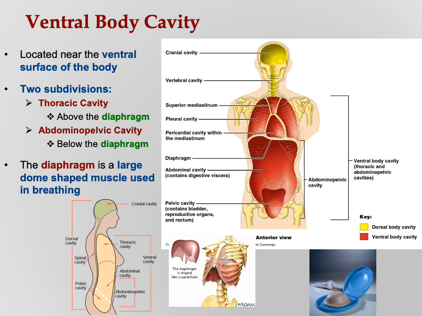It's the diaphragm. The diaphragm is the large dome-shaped muscle used in breathing. You can see in the middle on the bottom there the picture of the diaphragm. It's underneath your rib cage. The diaphragm is a large muscle. When it contracts, it pulls on your lungs. It literally pulls air into your lungs. And then when it relaxes, it returns to its normal shape and it pushes the air back out. That's how you breathe, all right?